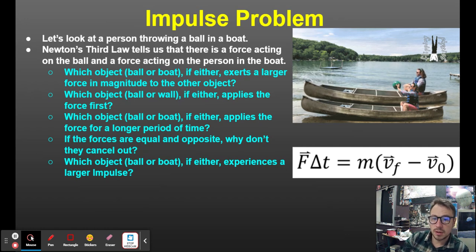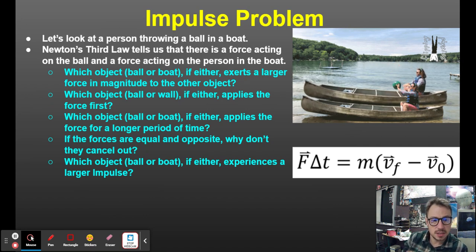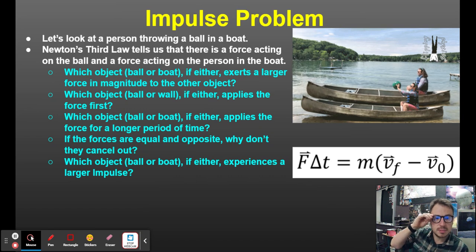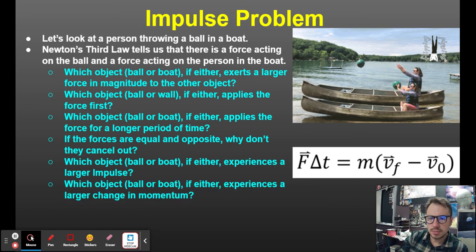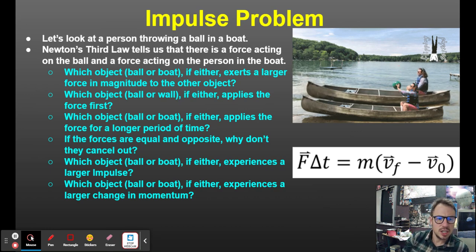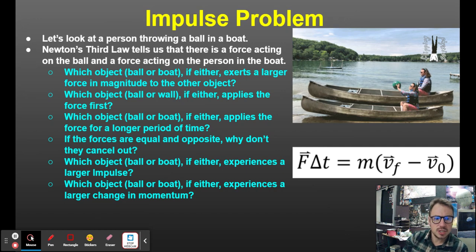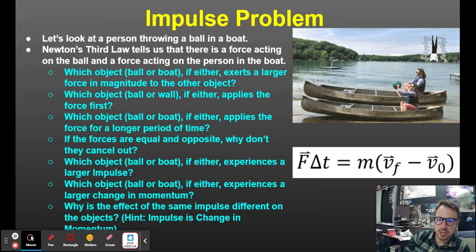Now, which object, the ball or the boat, if either, experiences a larger impulse? So we already determined that the forces on both are the same, and the time that the force is applied is the same. Well, impulse is force times the time interval. So the impulse experienced is going to be the same. Which object experiences a larger change in momentum? Well, impulse is change in momentum. So it's going to be the same change in momentum.